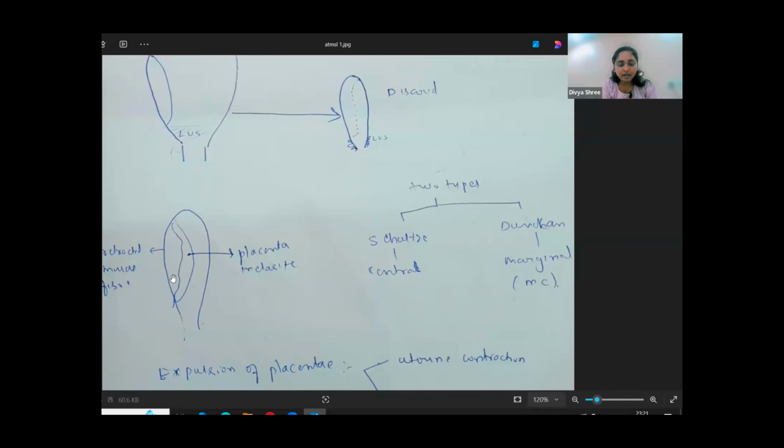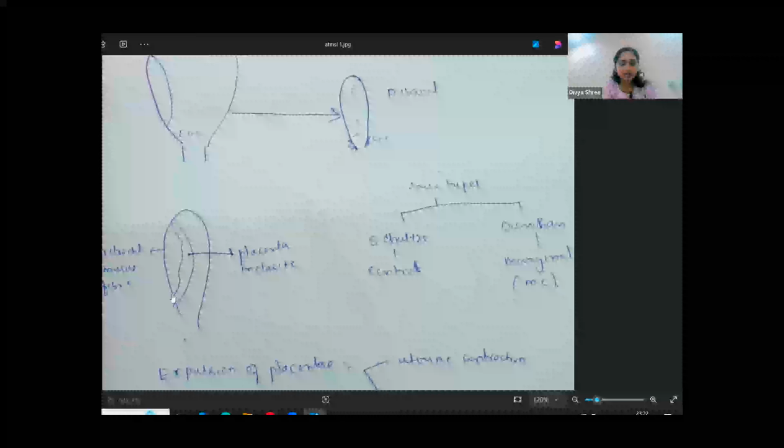Here, the blood vessels which were there break and form a hematoma. This hematoma, by gravity, pushes the placenta downwards, and little by little, the placenta comes out. If the hematoma collects here and the placenta comes out first, followed by the hematoma, this method is called central separation of the placenta, and this is called Schultze's method. And if the blood seeps out laterally, just at one margin of the placenta, this is called Duncan's method, and this is the most common method of placental separation.